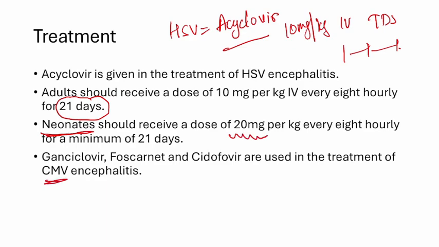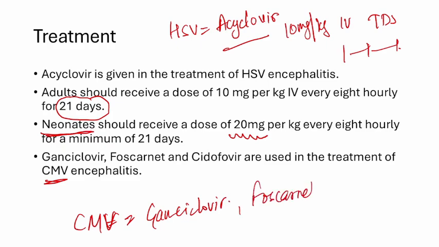But in case of CMV, you will give ganciclovir, foscarnet, or cidofovir, right? These are the antiviral drugs that you will give in CMV, right? For neonates 20 mg per kg, for adults it is 10 mg per kg. Okay, that is all about acute viral encephalitis.